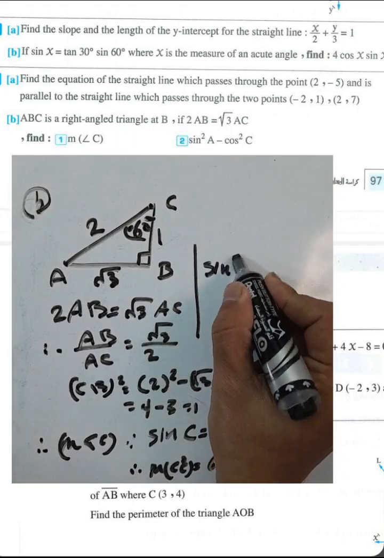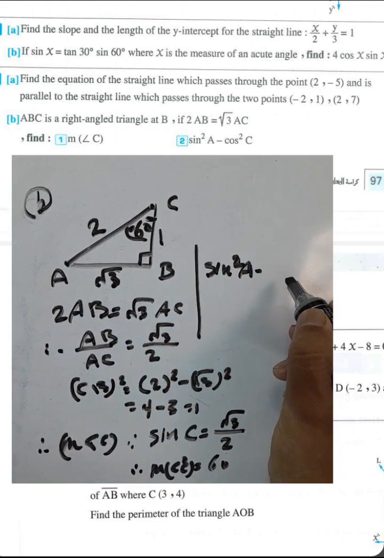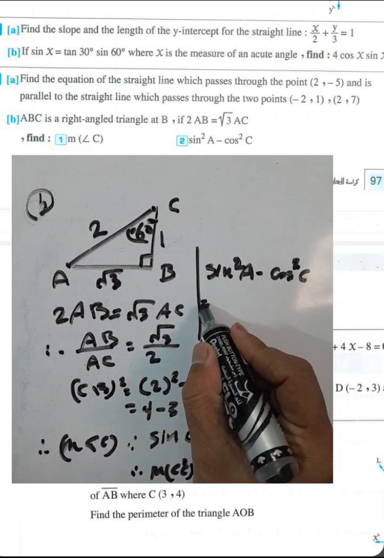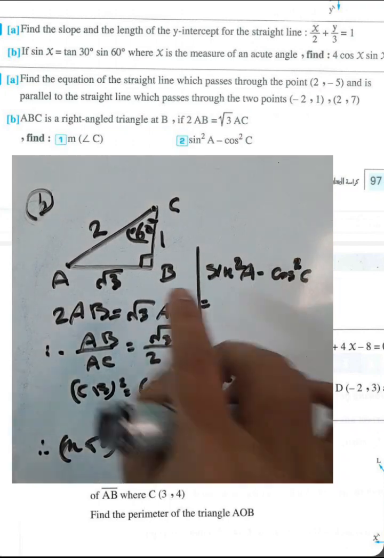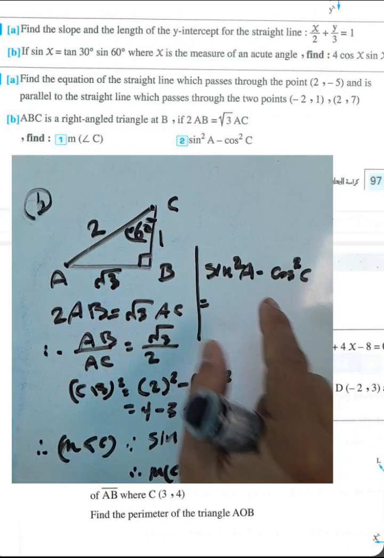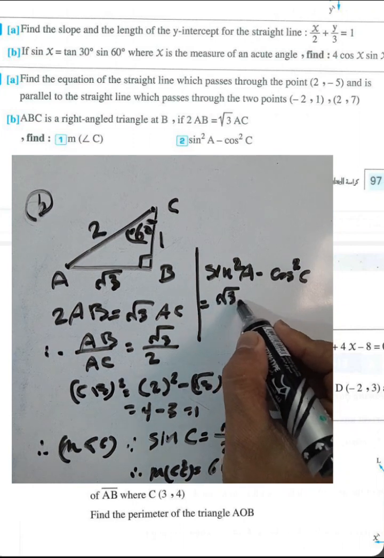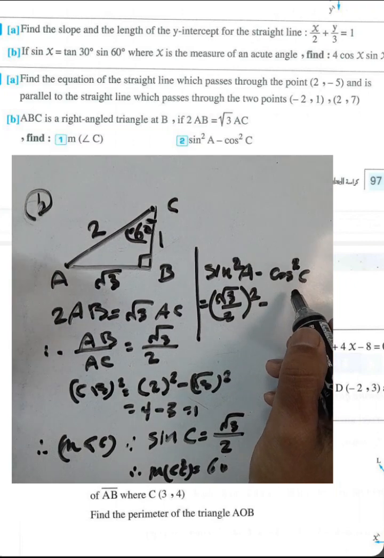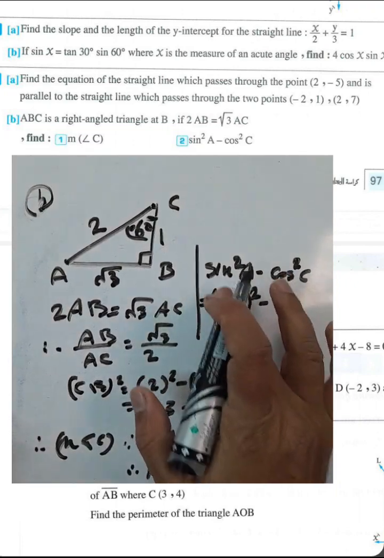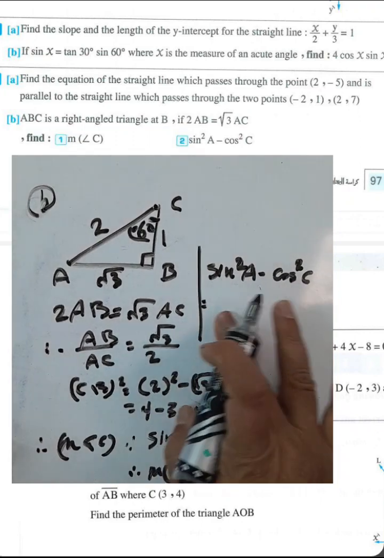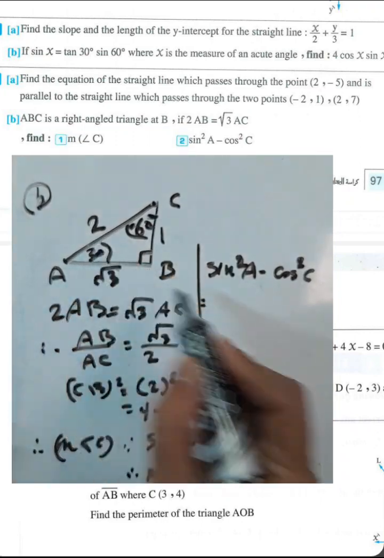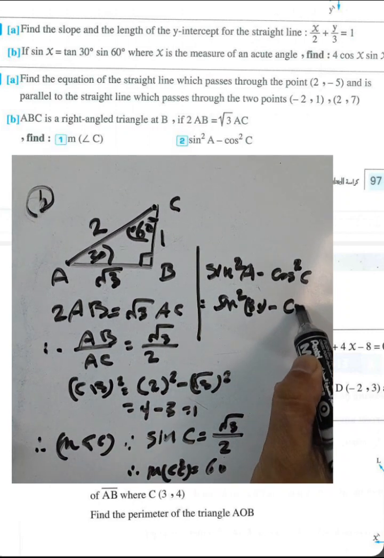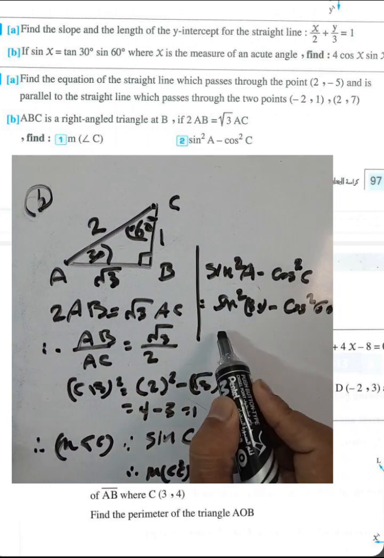And then you want to find the difference between sine power 2 of A and the square of cosine C. Okay, first, angle A here is 60. Sine 60 will be root 3 over 2, right, power 2, subtract cosine C. We have again this angle will be what? This angle will be 30. Then you want to find sine power 2 of 30 subtract cosine power 2 of 60.